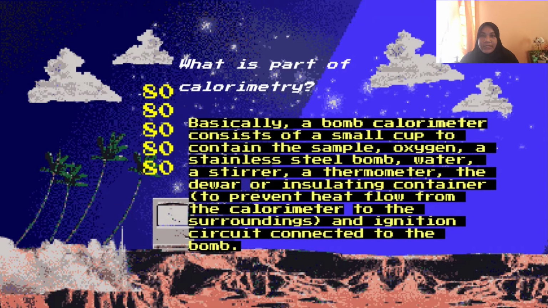What are the parts of a calorimeter? Basically, a bomb calorimeter consists of a small cup to contain the sample, oxygen, a stainless steel bomb, water, a stirrer, a thermometer, the dewar or insulating container, which can help prevent heat flow from the calorimeter to the surroundings, and an ignition circuit connected to the bomb.